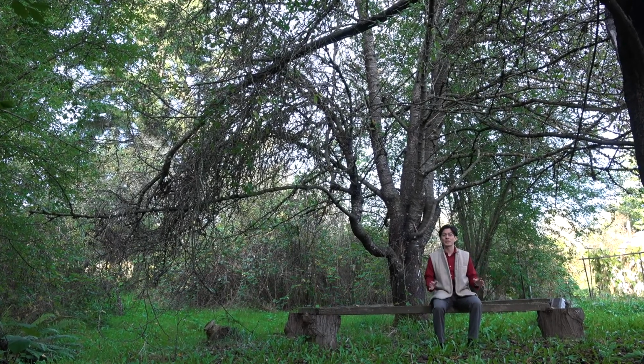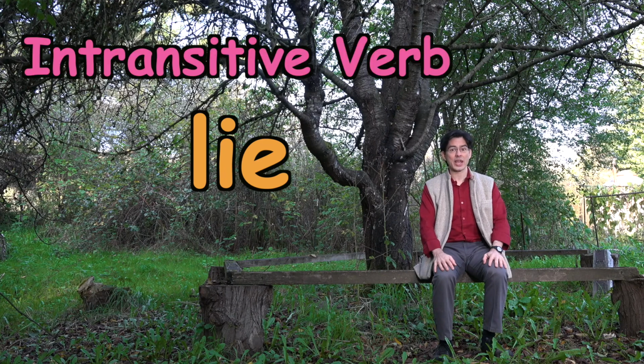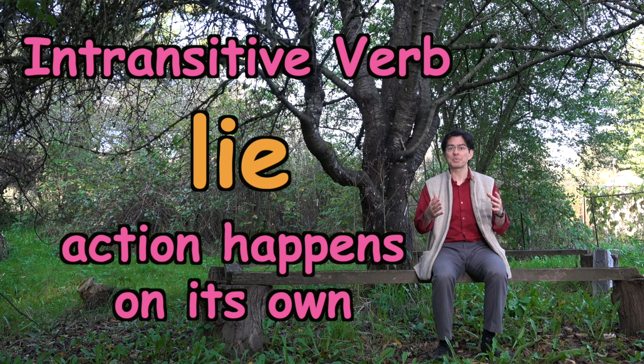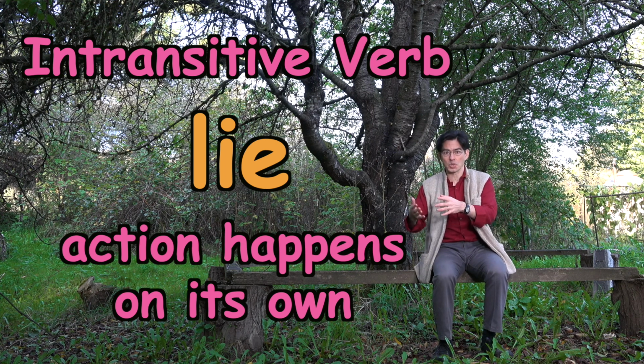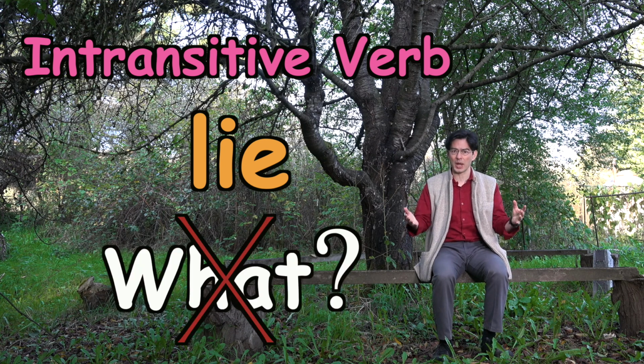Now let's look at the remaining word, lie. Lie is an intransitive verb. That simply means that the action of the verb happens on its own. It's not done to something else or to someone else. In other words, we can't answer the question, what?